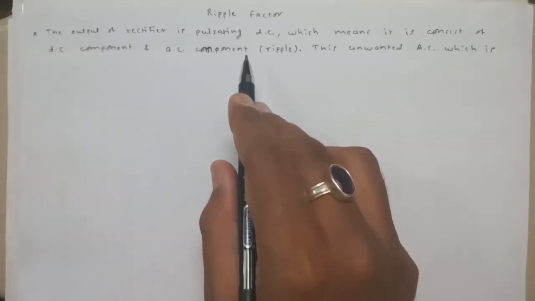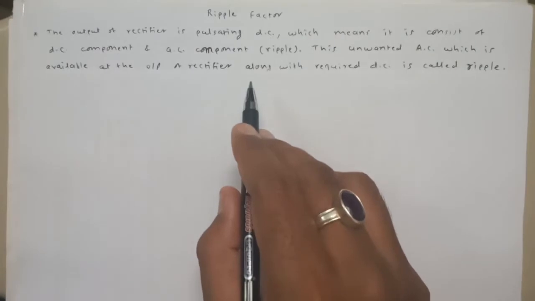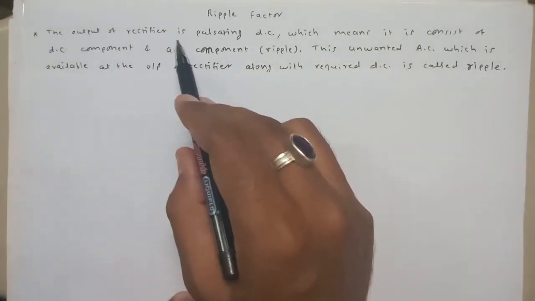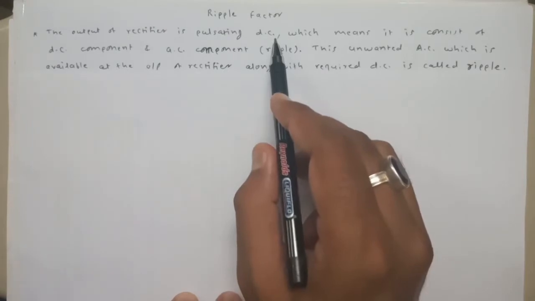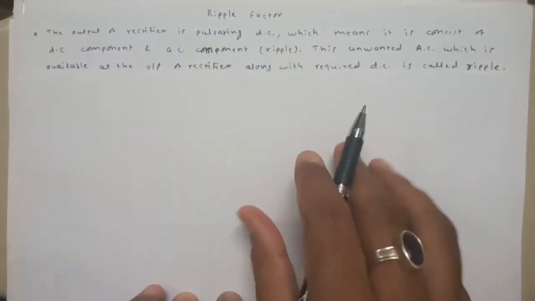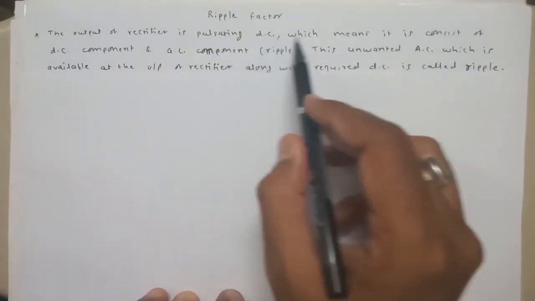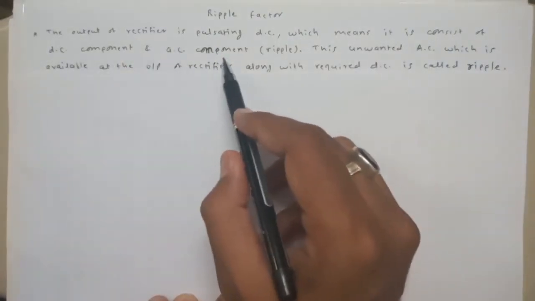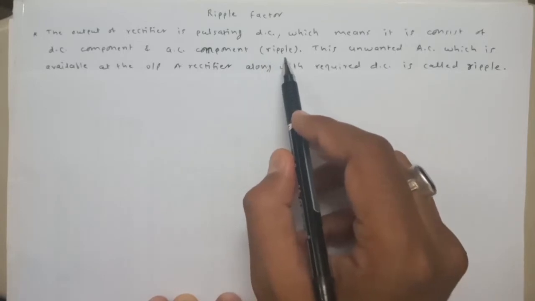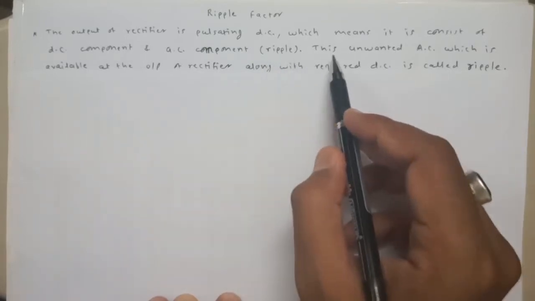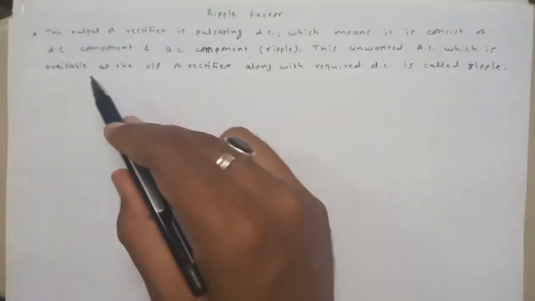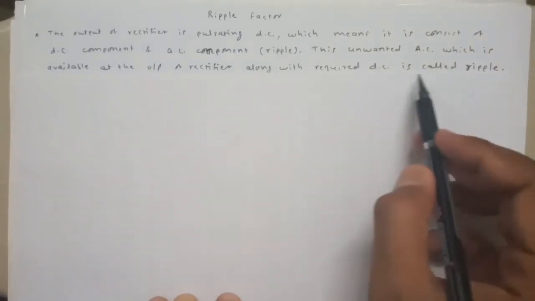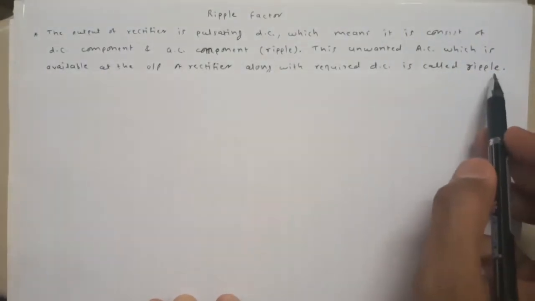First of all, we should know that the output of a rectifier is pulsating DC. We know that the output of the rectifier is not pure DC, it is pulsating DC, which means that it consists of a DC component and an AC component. This AC component is nothing but ripple. This unwanted AC which is available at the output of the rectifier along with the required DC is called ripple.